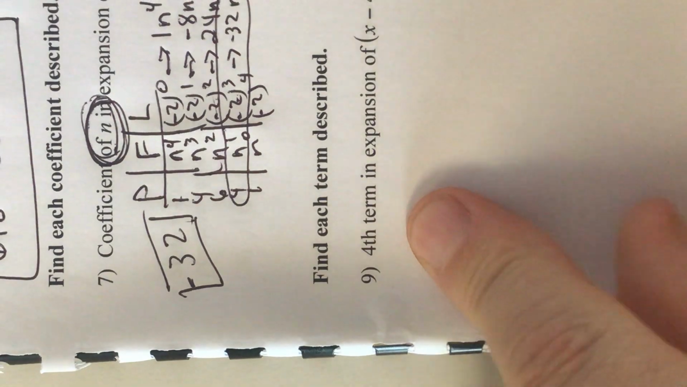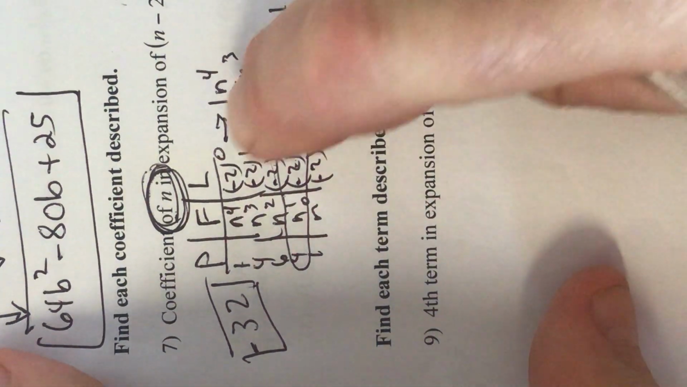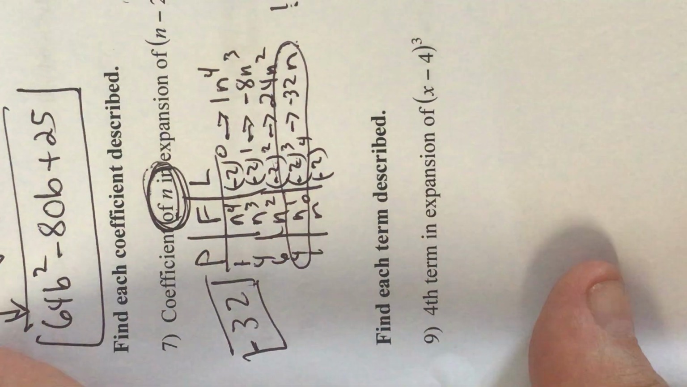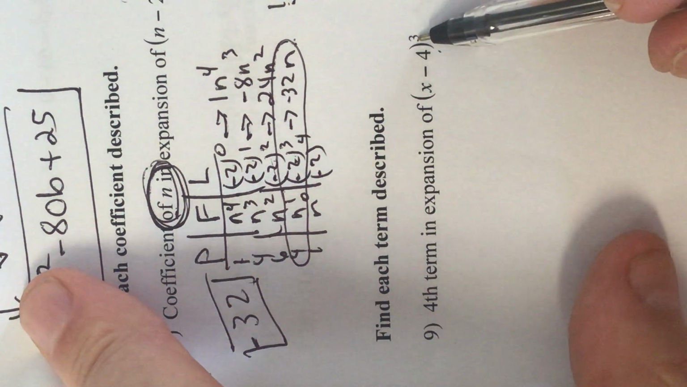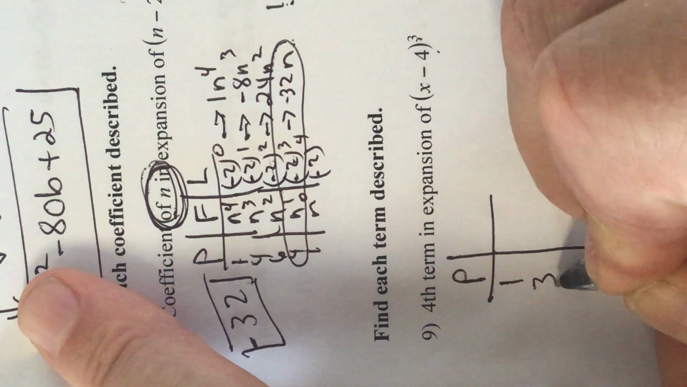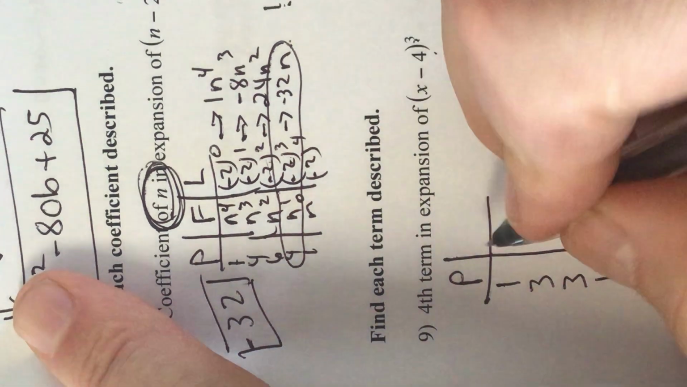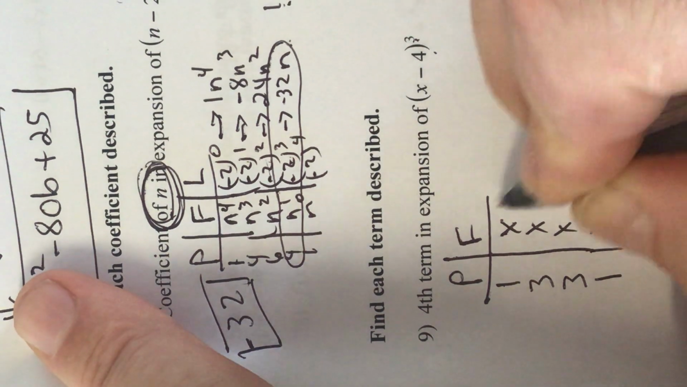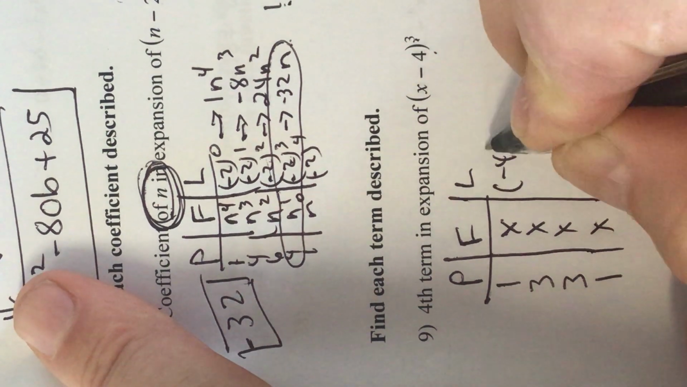Okay, here they want us to find the fourth term. That means there's the first term, second term, third term, fourth term. They just want the fourth one down. So this is to the third again. So that Pascal is 1, 3, 3, 1. The first is x. And the last is negative 4.